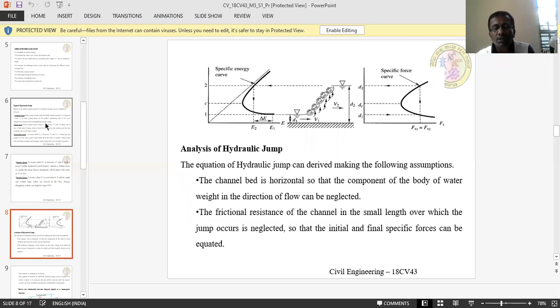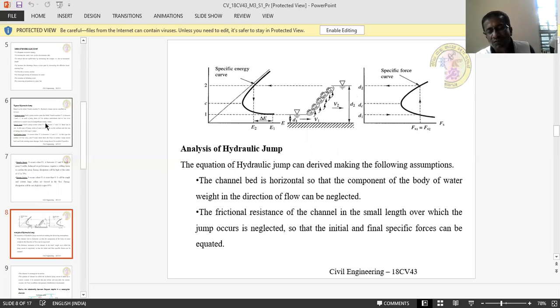And also hydraulic jump occurs. There are two depths, before hydraulic jump and after hydraulic jump. Usually these are termed as sequent depths. Y1 is before jump, Y2 is after jump. Where Y1 is always less than critical depth, YC or DC, and Y2 is the depth after jump, it is always greater than critical depth or DC. Then only the hydraulic jump occurs.